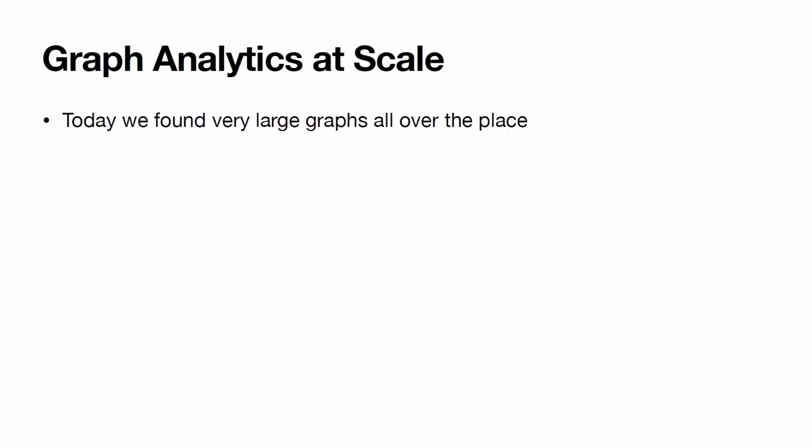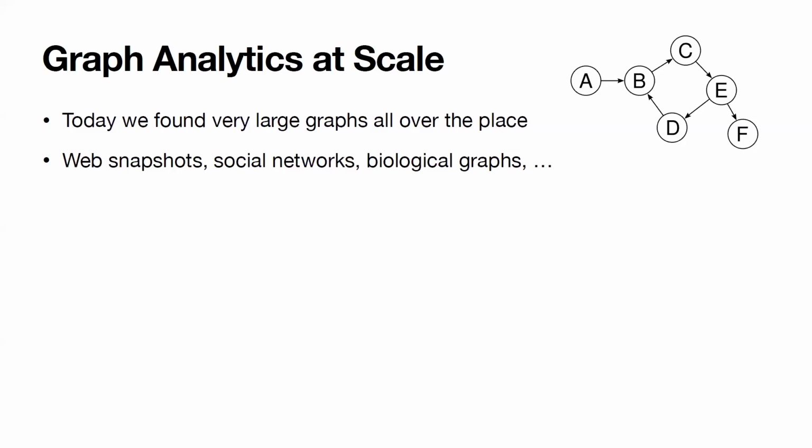So what is graph analytics at scale? Today we find large graphs all over the place. If you don't know what a graph is, it's a very abstract representation of entities and correlations between entities, in which entities are the circles, and there is an arrow from one entity to another entity, like people and followers on Twitter, or web pages and links between web pages. They're all subsumed by the abstraction of a graph. Web snapshots, social networks, there are biological graphs, like proteins becoming other proteins through chain reactions, metabolic paths. Many types of data can be represented as graphs.